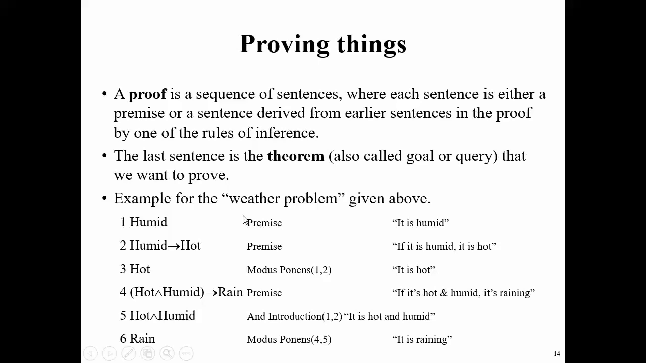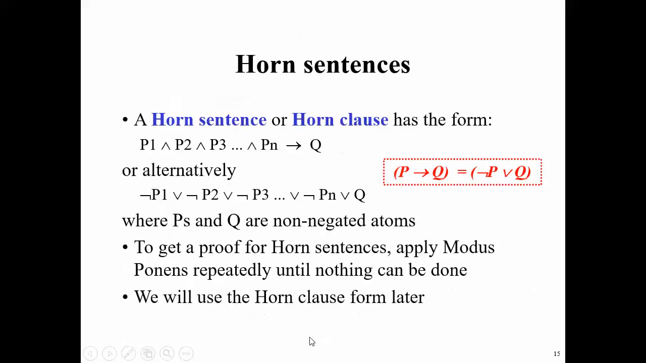If it is humid, it is hot; if it is hot and humid, it is raining. Our conclusion is that if it is hot and humid, surely it is raining. Our conclusion is reached by using this modus ponens technique. Horn sentences are also one of the terminologies used in propositional logic.